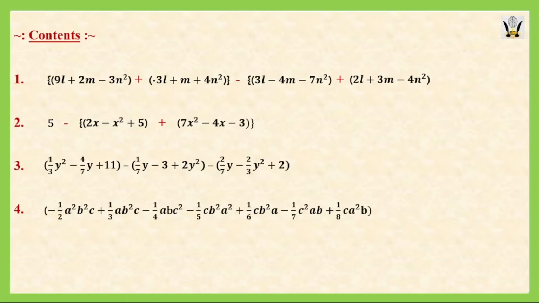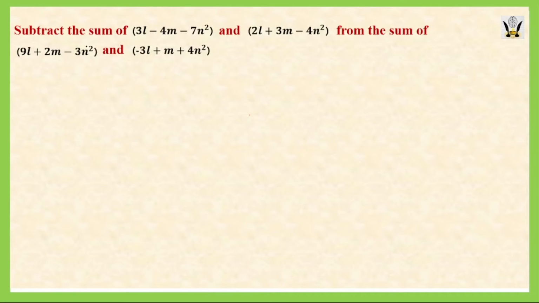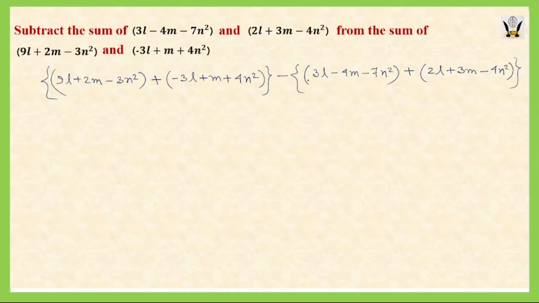So let's get started. The first problem sum says that we have to subtract the sum of these two algebraic expressions from the sum of these two algebraic expressions, third and fourth. So next what we will do is we will perform these two additions separately, and then from the first result of addition we will subtract the second result of addition. This is one way. The second way is we will identify all those variables where here we have L, M and n square, these three variables.